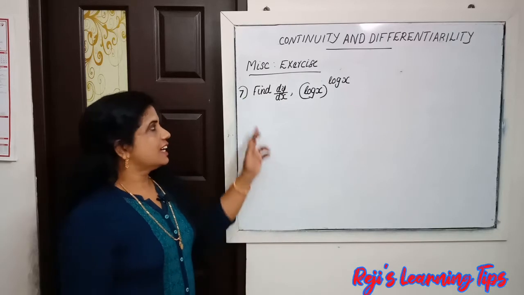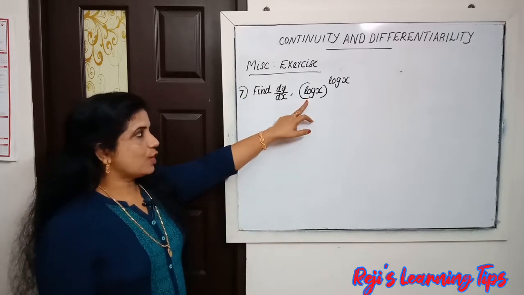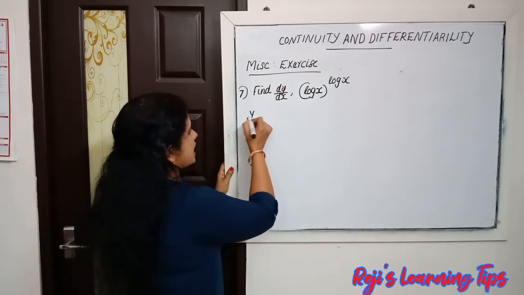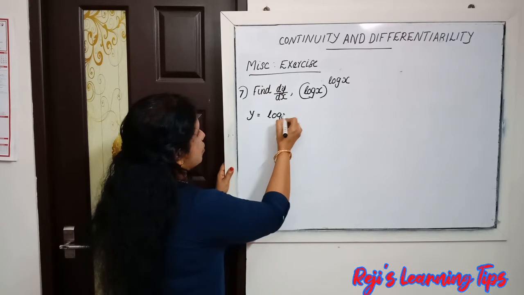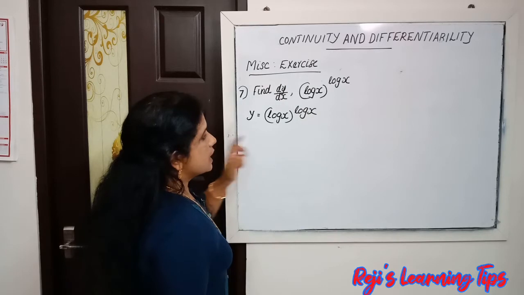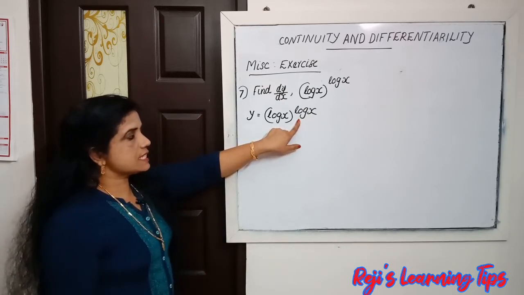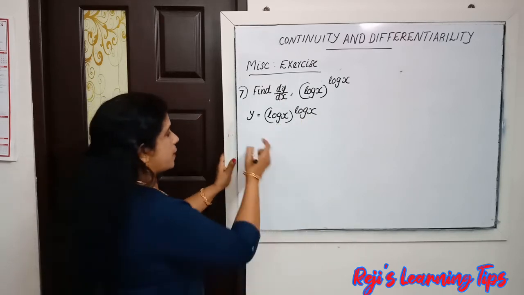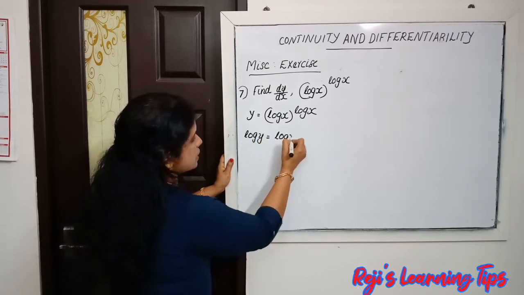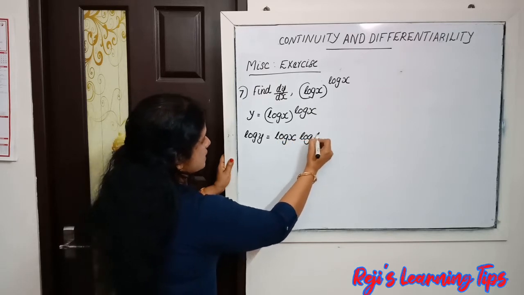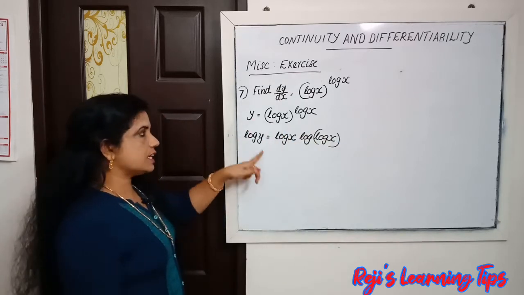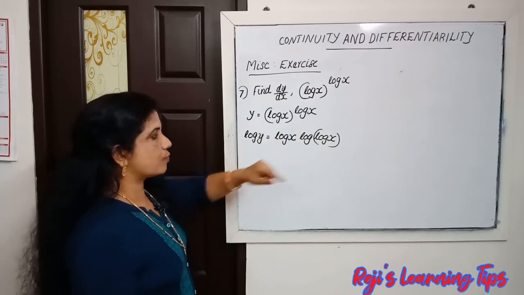7th question. Find dy by dx. y is equal to (log x) the whole raised to log x. So first we write y is equal to (log x)^(log x). In this case, the variable is in the exponent, so we should apply log on both sides. Log y is equal to log x into log of log x.